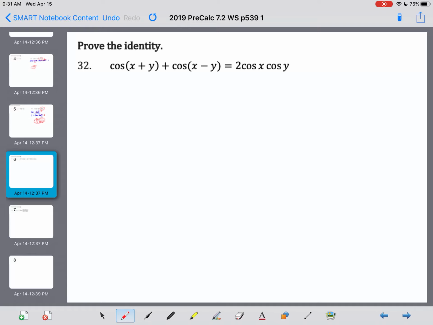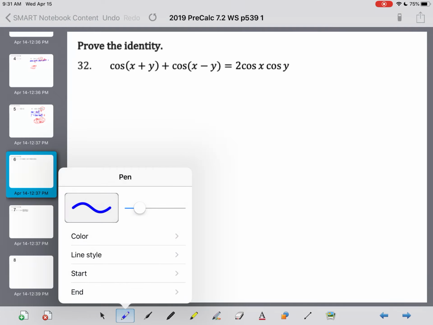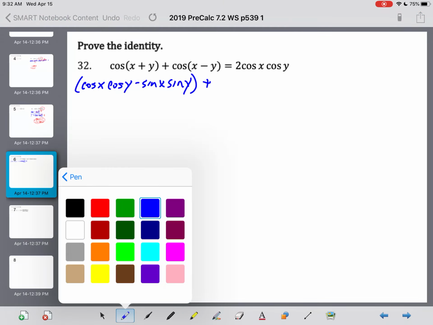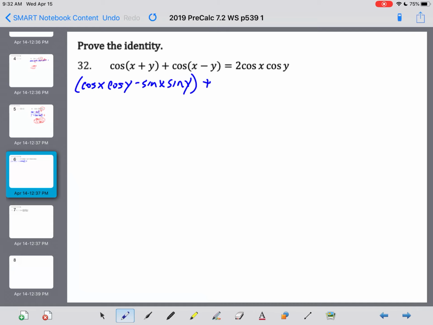This one, we'll go ahead and just apply both the cosine addition and cosine subtraction, and we'll see what happens. So first of all, I'm going to have cosine x cosine y minus sine x sine y for this first one, plus, I'm going to change colors here, the same thing but with the subtraction, so cosine x cosine y plus sine x sine y, and that equals that right side here.